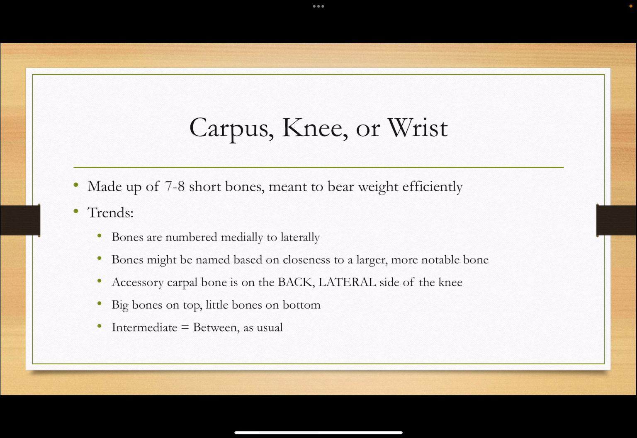Now we're on to the next problem area. The normal rules still apply, but things are going to get a little complicated. So, we have in the carpus 7 to 8 short bones. That's a really important fact, which are those cube-shaped bones that are designed to bear lots of weight. But they're separated into 2 layers-ish, and things are a little extra because of it.